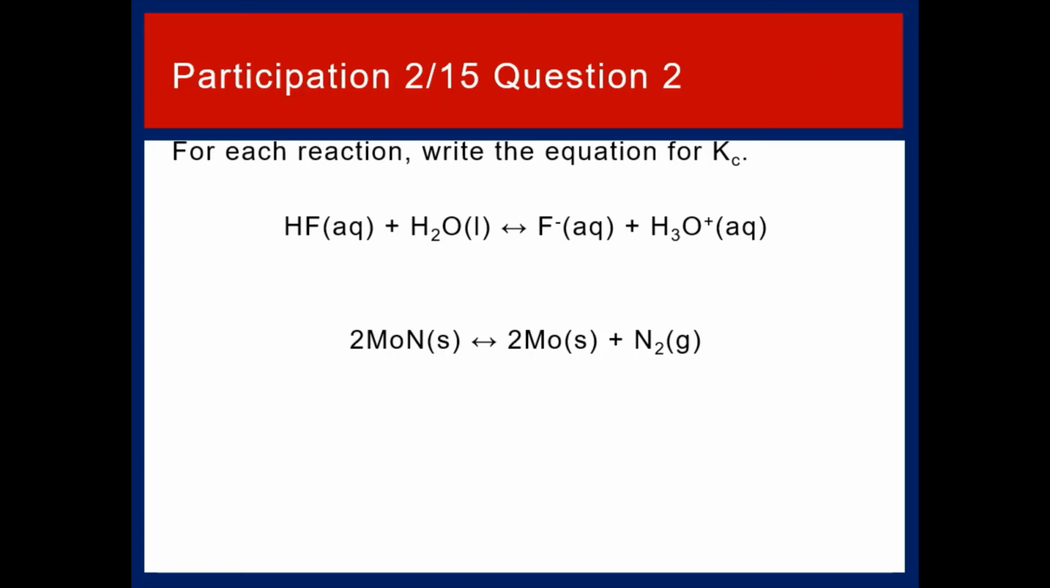Participation 215, question 2. For each reaction, write the equation for Kc. So I have 2 reactions. First, HF plus H2O gives me F minus plus H3O plus. Second, 2MON gives me 2MO plus N2. This is the second question on participation 215, due Tuesday, February 15th at 11:55 p.m. over on Blackboard. The link to the assignment is right below the links to these videos.